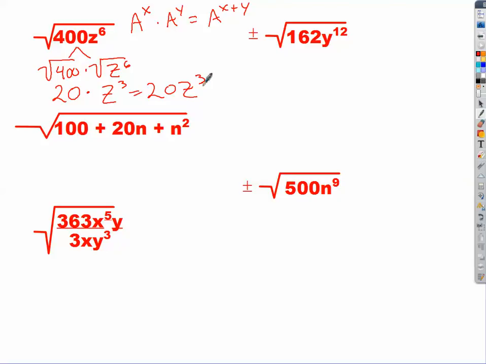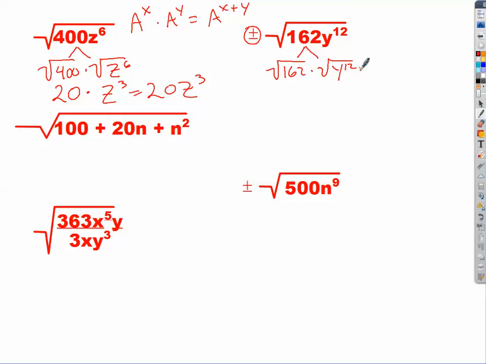Moving on to the next problem, we have plus or minus the square root of 162 y to the 12th. Now, this is slightly more difficult, excuse me, because 162 is not a perfect square. However, y to the 12th is. We'll start the same way we started the previous problem. The square root of, and by the way, we're going to deal with the plus or minus at the end. The square root of 162 y to the 12th can be broken apart into two pieces. So you have the square root of 162 times the square root of y to the 12th.